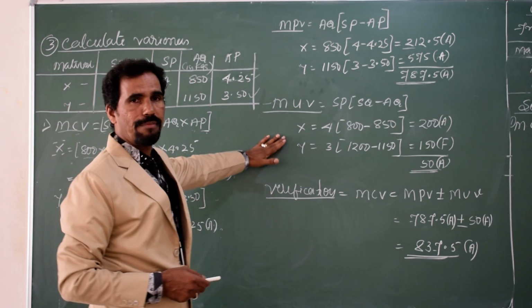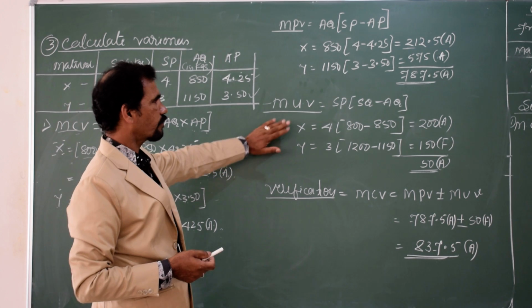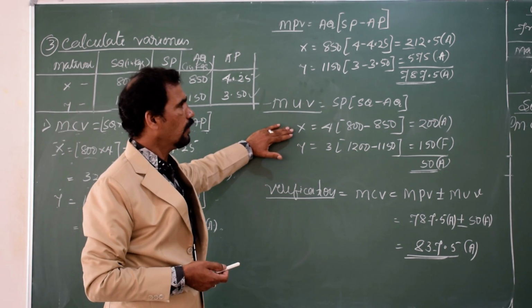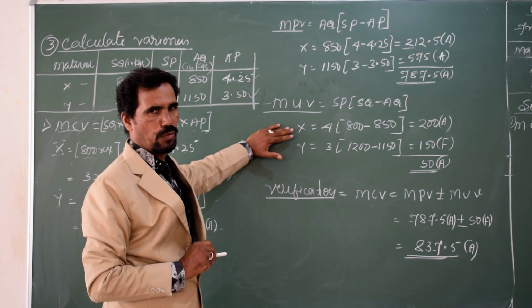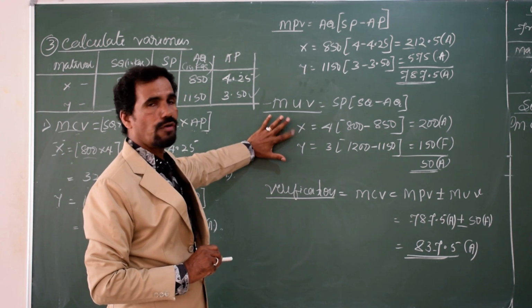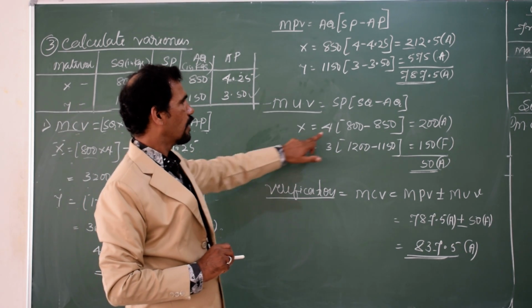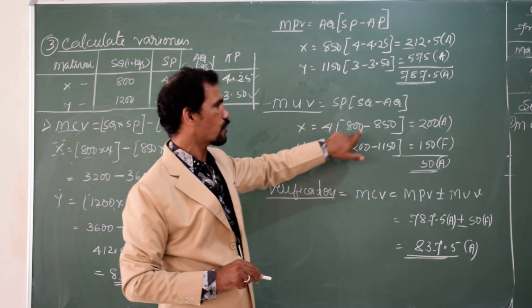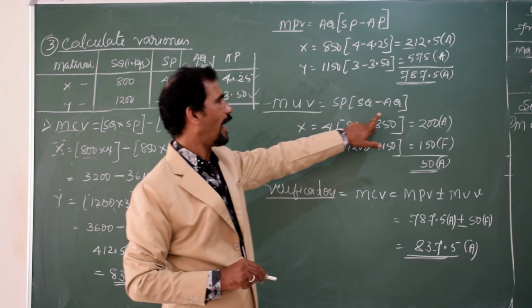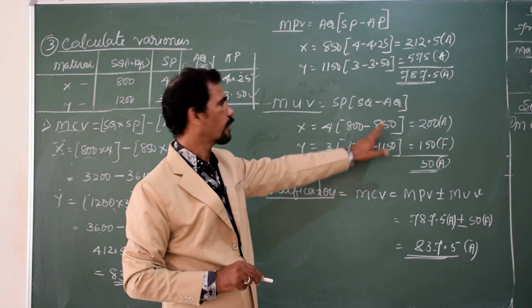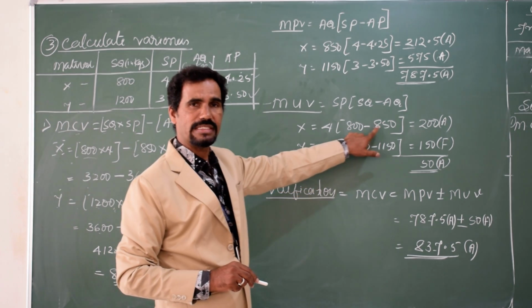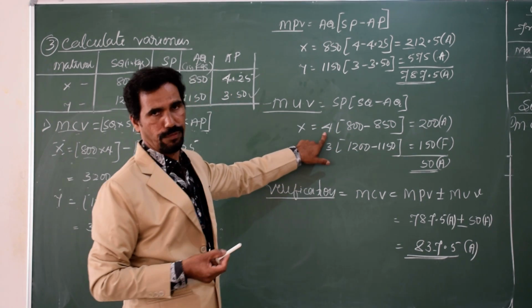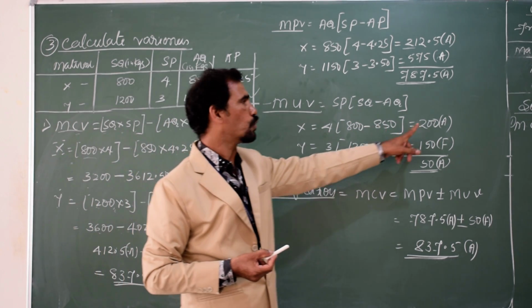So now come back to the material usage variance. The formula is standard price into standard quantity minus actual quantity. Next, for material X, the same process. The standard price is 4 rupees, the standard quantity is 800, and the actual quantity is 850. So 800 minus 850 gives 50. 50 into 4 is 200.